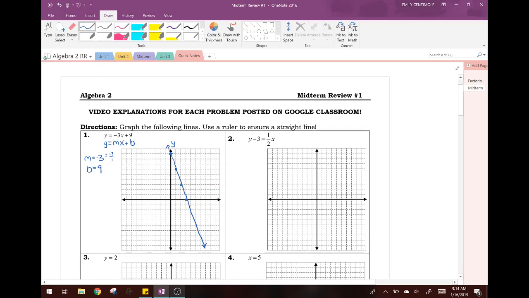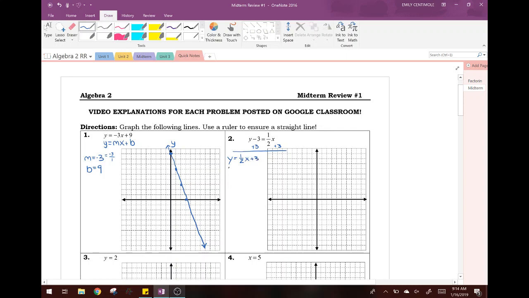Now in the next example, this one is not set up in y equals mx plus b form for us. It's not in slope intercept form yet. So I'm going to add 3 to both sides. And that will give me y equals 1/2 x plus 3.